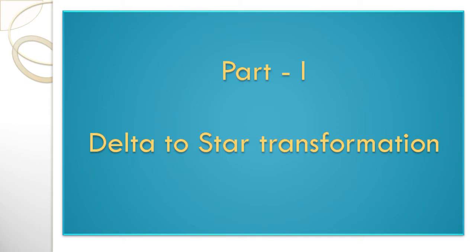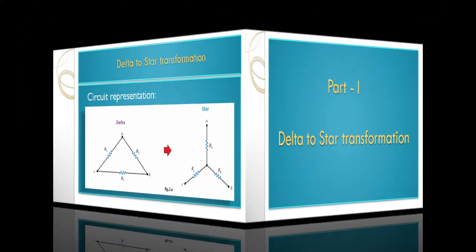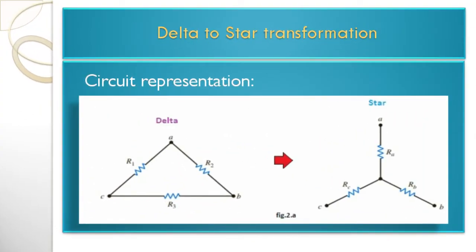Now let's see part 1, delta to star transformation. Next slide. The delta to star transformation circuit representation is as shown. In delta, we labeled three terminals A, B, C, and we have connected three resistors R1, R2 and R3 in clockwise direction. Here in the diagram, the arrow shows that we have to transform the delta network into a star network.